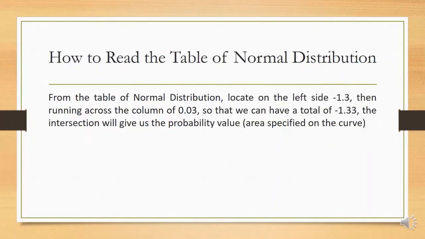Okay? So, how to read the table of normal distribution? Sabi ko nga, you need to locate on the left side yung 1.3 and then running across the column dun sa taas, 0.03 para makakuha tayo ng total ng negative 1.33. Okay, this will give us the probability value or the area as specified on the curve.